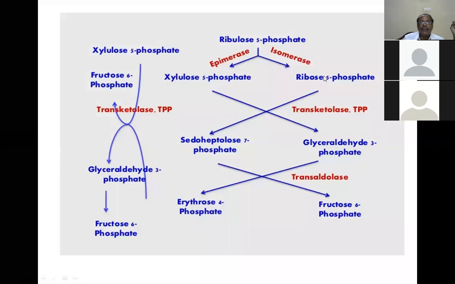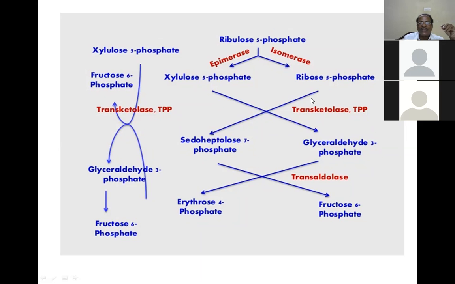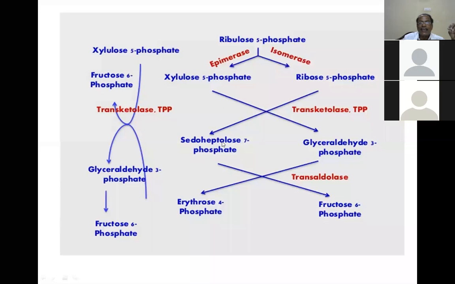What is it producing? It makes use of two 5-carbon sugars, one an aldose and another a ketose, and produces a 7-carbon keto sugar and a 3-carbon aldose sugar. A piece is transferred, and one became 7 and the other 3. The total number of carbons is 10 again. Here, 10, but there is a molecular rearrangement. Now, next, what will happen? Again, another enzyme, called transaldolase.